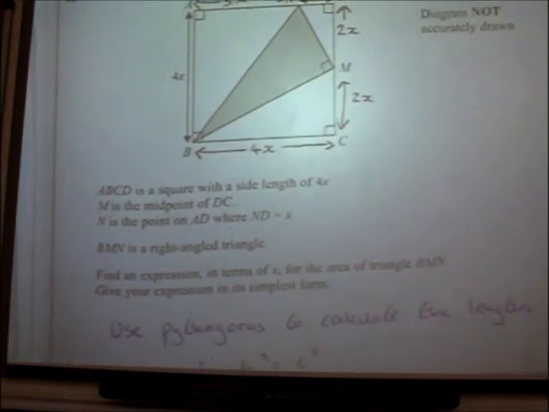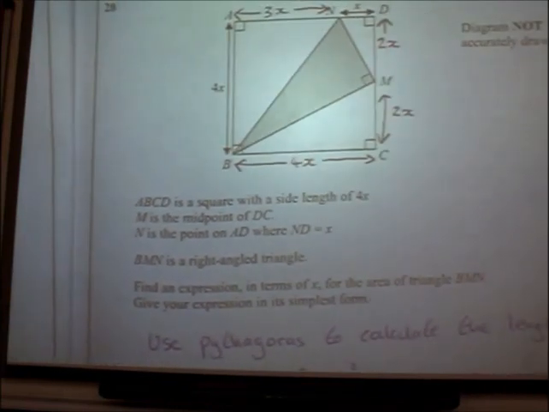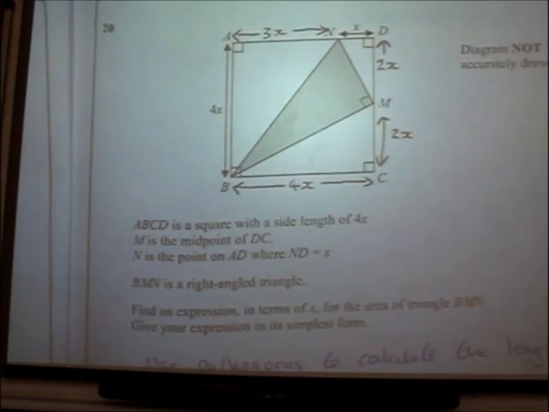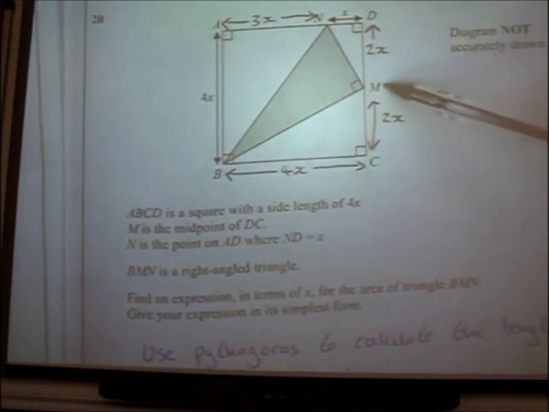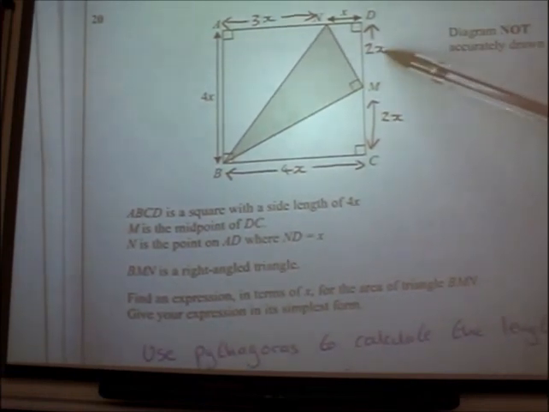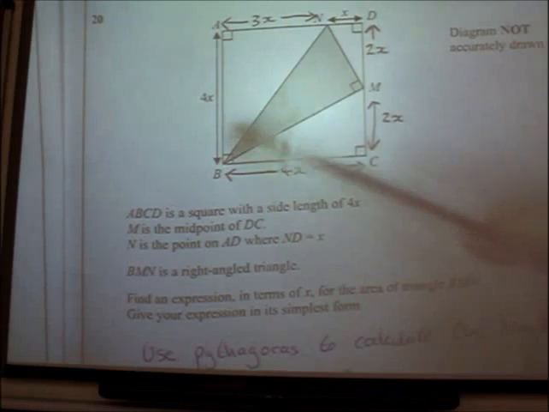Question 20, a little bit of Pythagoras and surds mixed in here. This is quite a nasty question, and you have to spot it's Pythagoras. You've got to work out an expression in terms of x for the area of the triangle. Give your expression in its simplest form. We are told M is the midpoint, so that must be 2x, that must be 2x, because the whole lot there is 4x.